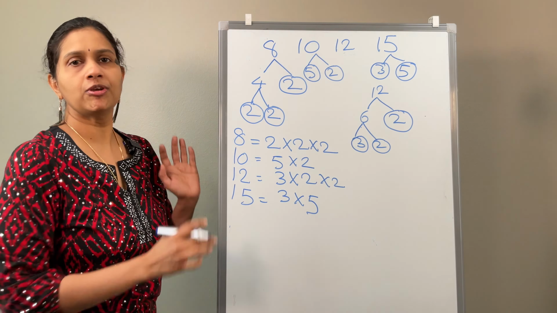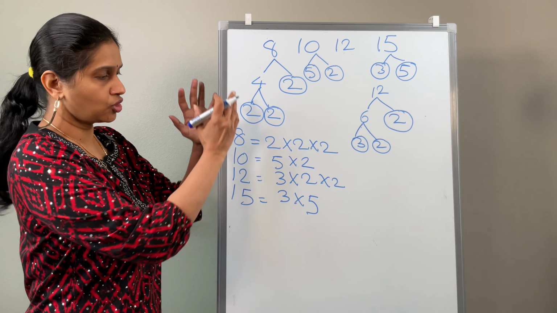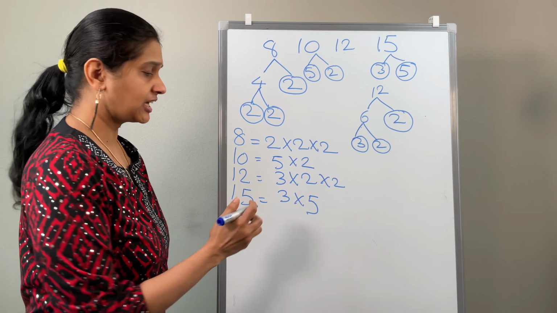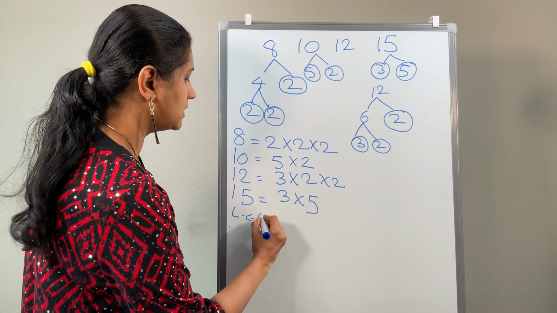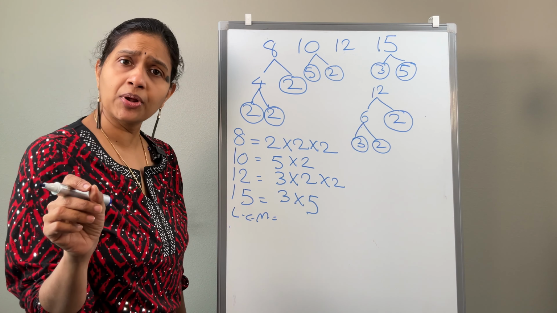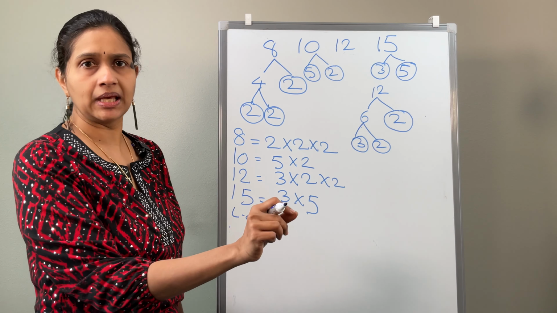So what we found? We found the prime factorization of all the 4 numbers. Now what we have to do? We have to find the LCM. It's simple. To find the LCM, find the maximum number of times a number repeats.